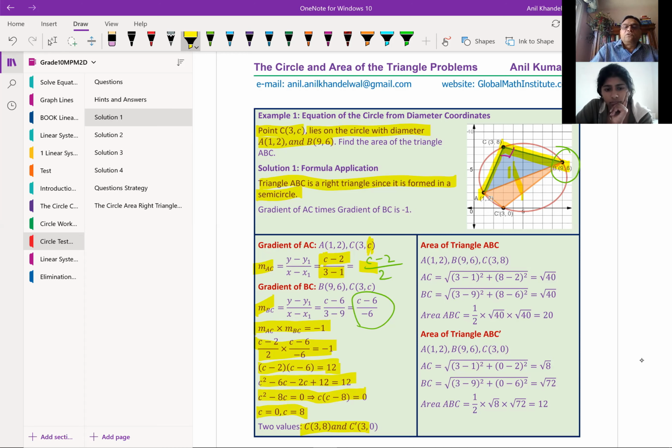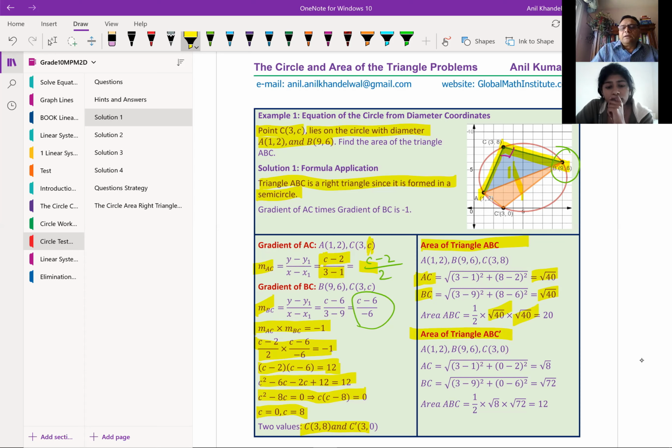Now, since we have two values of C, we have to find the area of two triangles. So I'm labeling the other triangle as C dash. And therefore, for the area, we find AC and BC. Those are the sides. You could simplify that, but it's not really required. We're ultimately multiplying them, right? So when you multiply these two square roots, they vanish.